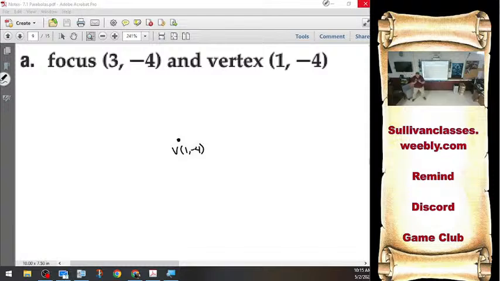Right too. X's go left and right. The focus Y's go up and down. Right. The vertex is left. Okay. The focus is 2 to the right of that.